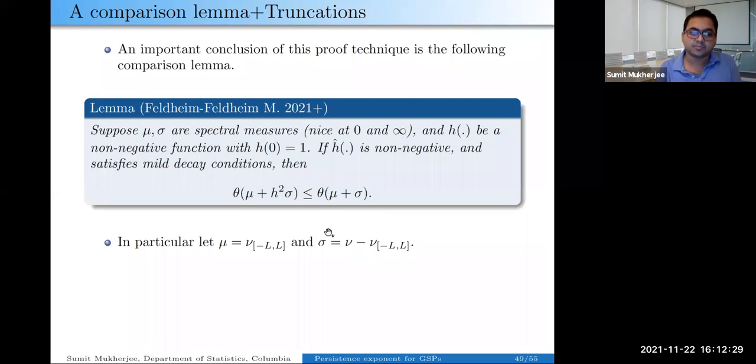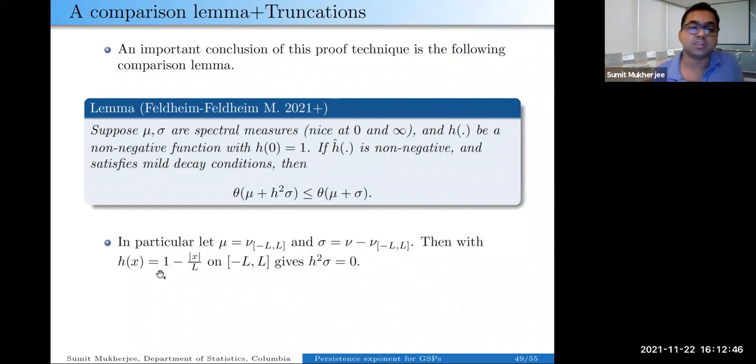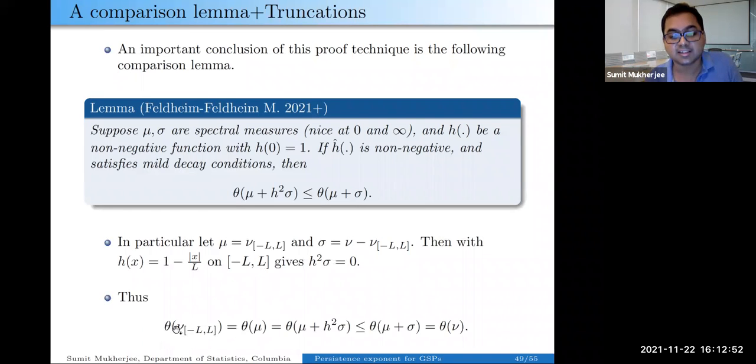In particular, you take a measure nu, arbitrary, and take mu to be its truncated measure and sigma to be the measure minus its truncation. So this is supposed to be small if L is large, small in total variation. Then take h to be this function, the same function on a bigger interval. Then the exponent of nu truncated to minus L, L, this is just the exponent of mu. That's the definition here. Now this is nu plus a square sigma, because a square sigma is 0. This is less than theta of nu plus sigma. This is by this lemma. This is equal to theta nu.